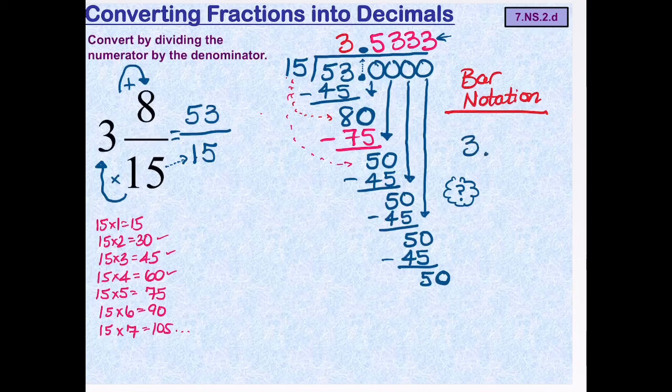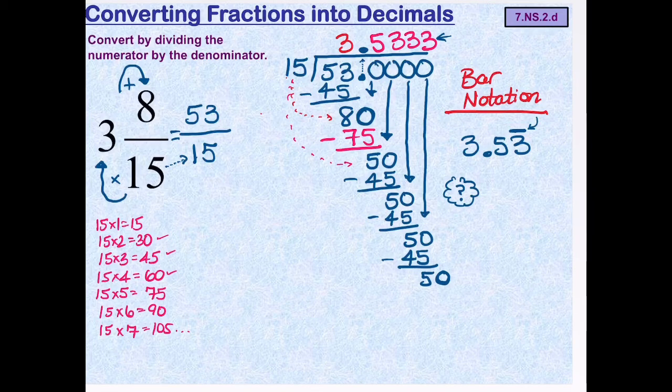So we're going to write 3.53, and then we're going to put a bar above the 3. The digit that's repeating is the 3. If I put a bar above the 5, I'm saying it's 3.5353535353, and that's not what it says. It's only the 3 that's repeating.